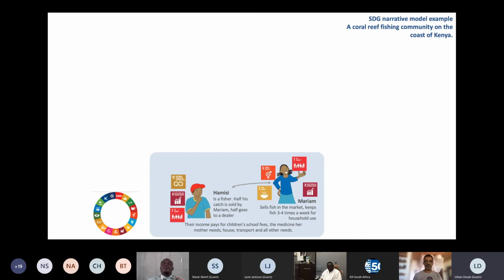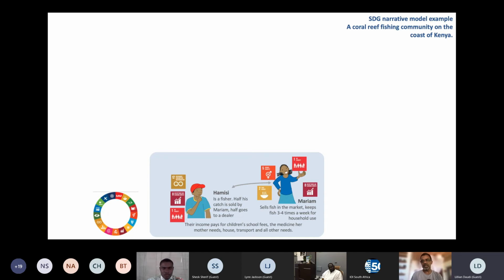And in Kenya, much of East Africa, many of us are working on small-scale fisheries. So this is the model built on a household. A couple, Hamisi and Mariam: he's a fisherman, she's a fish seller as well as farming and doing all the work that a woman does in a village household. And there, we can relate their lives to the Sustainable Development Goals.